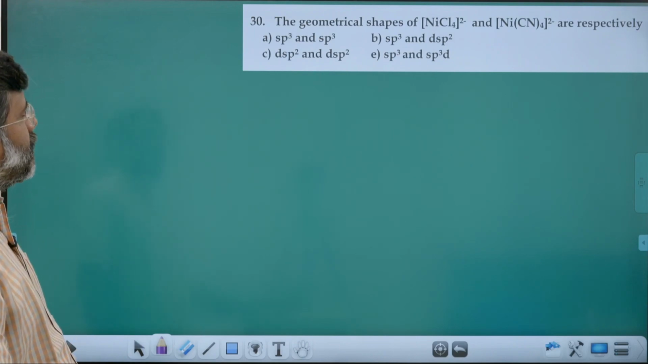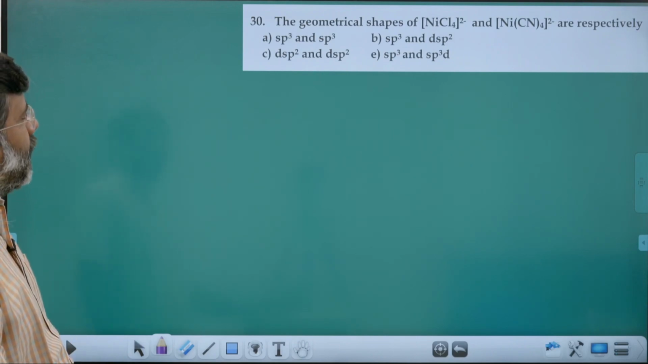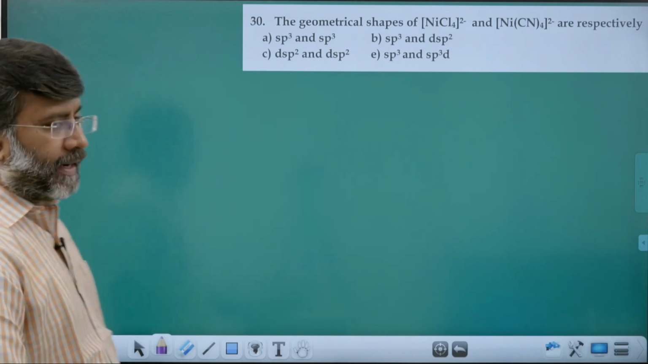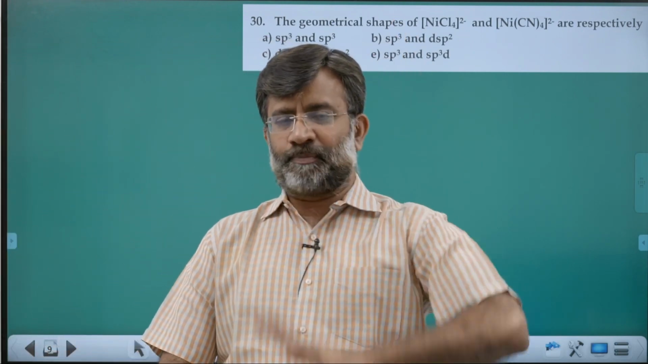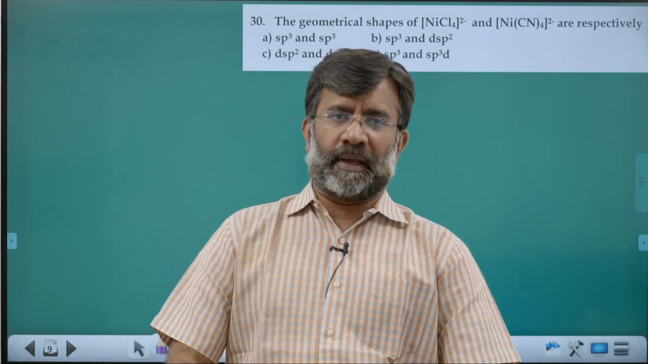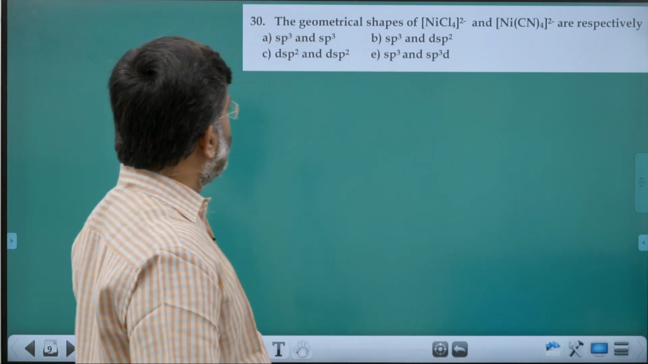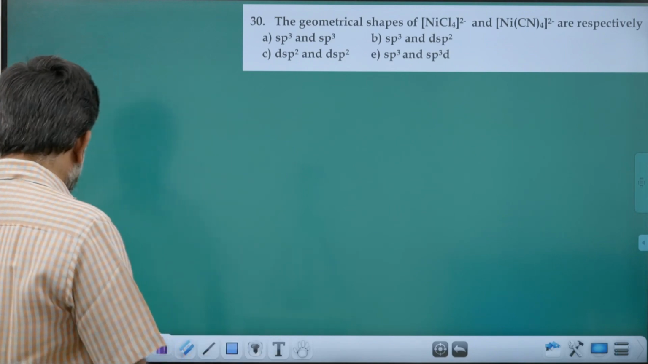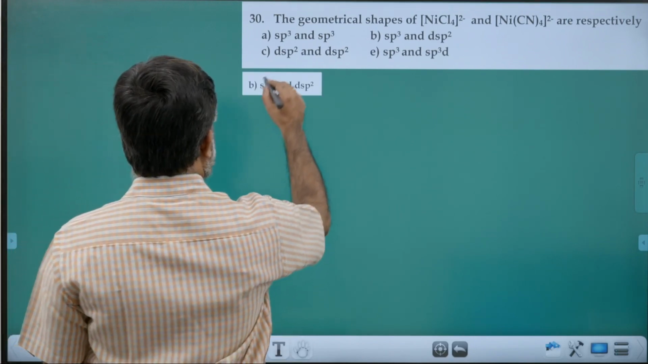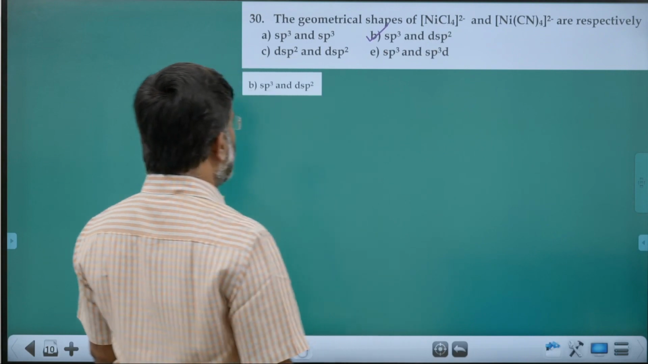The geometrical shapes of [NiCl4]2- and [Ni(CN)4]2-. [Ni(CN)4]2- we have already seen. It is square planar, dsp2 hybridization, square planar. What about [NiCl4]2-? It is sp3. All of you know. So the answer is option B, sp3, dsp2.